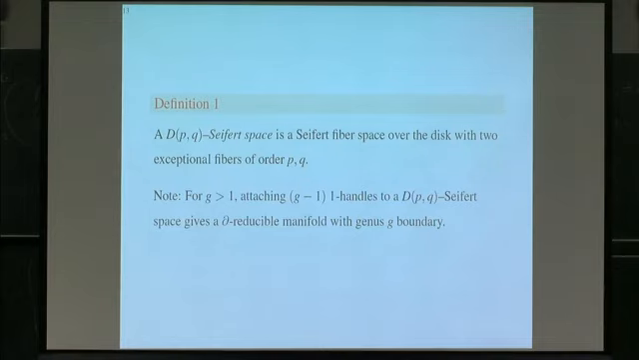Okay, so to describe the boundary reducible manifolds that are not handlebodies, I need to talk about a DPQ Seifert space. So a DPQ Seifert space is just going to be a Seifert space over a disk with two exceptional fibers of order P and Q. And so that's a manifold with a torus boundary. And then if I attach G minus 1 handles, I get a manifold with genus G boundary that's boundary reducible. And those are going to be the boundary reducible manifolds we get for this talk.